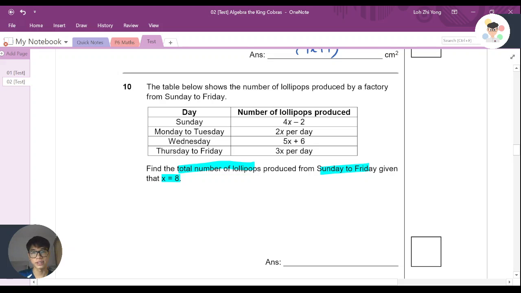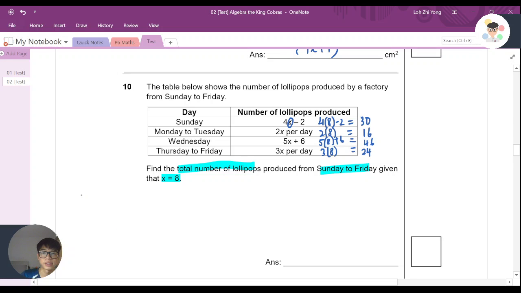So 4, and this is x. So 4 times x is equal to 4 times 8 minus 2. So you find it's actually 32 minus 2, which is 30. Then 2 times 8 is equal to 16. 5x plus 6, so 5 times 8 plus 6. 5 times 8 is 40, 40 plus 6 is 46. 3x, so 3 times 8 is equal to 24.